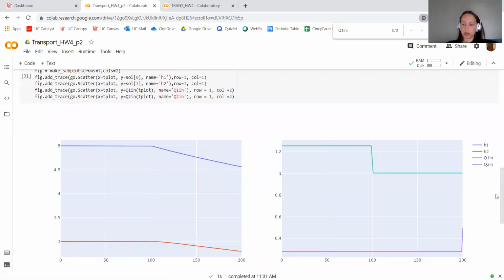And there we go. So we now have 2 plots, one showing the height of both tanks with respect to time, and one showing the flow rate of both tanks with respect to time.